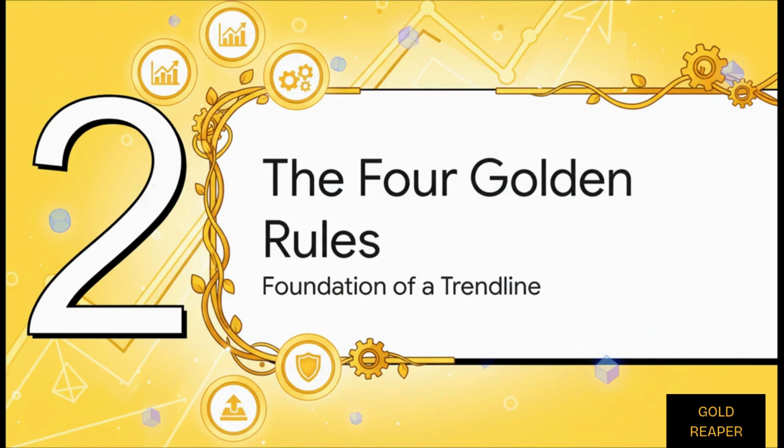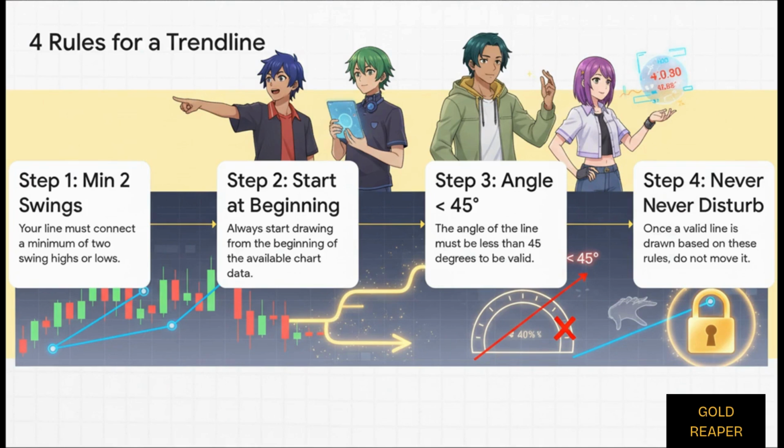So if we want to get serious, if we want to trade like the pros, we need rules, non-negotiable rules. In this section, we're going to cover the 4 golden rules for drawing a valid trend line. This is the foundation for everything we're going to build. You have to follow these every single time. So rule 1, your line has to connect at least 2 swing points, 2 clear peaks or valleys. Rule 2, you start drawing from the very beginning of the trend on your chart. Rule 3, and this one's a big one, the angle has to be less than 45 degrees. And finally, rule 4, once you've drawn a valid line, that's it. You don't touch it, you don't adjust it, it's set in stone.